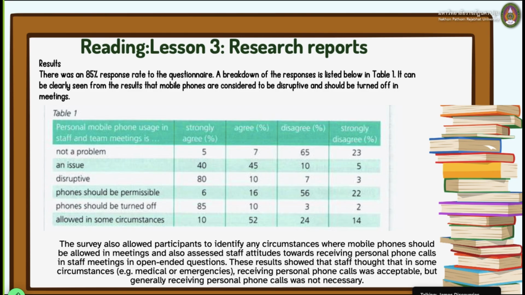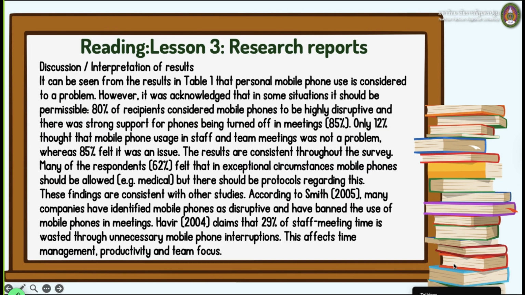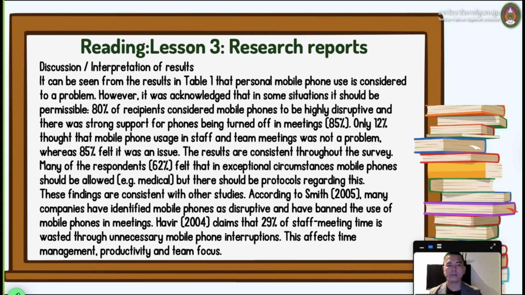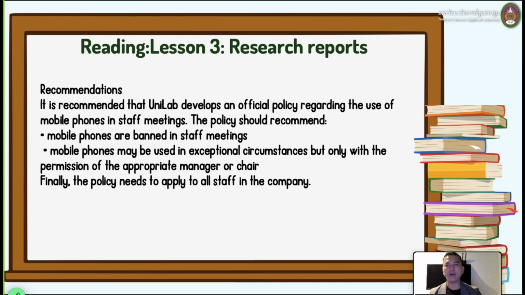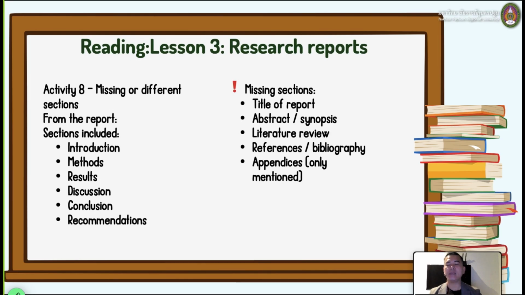The survey also allowed participants to identify any circumstances where mobile phones should be allowed in meetings and also assess staff attitudes. So this is the results. Discussion, interpretation of result. Okay. Next is conclusion. Okay. Now, recommendations.